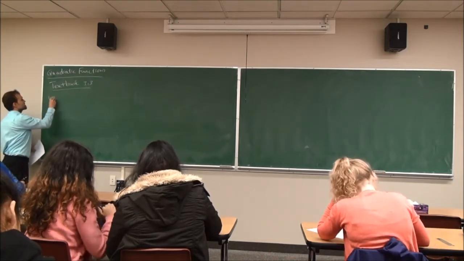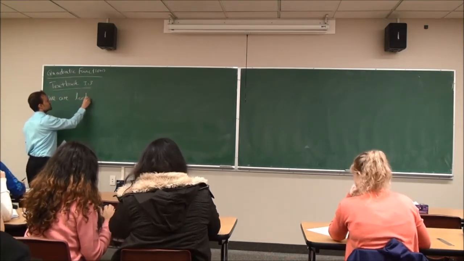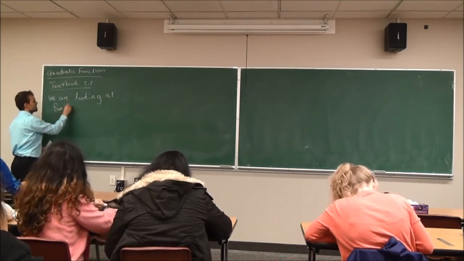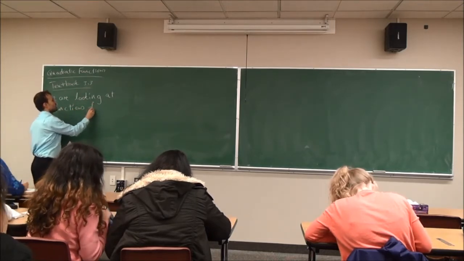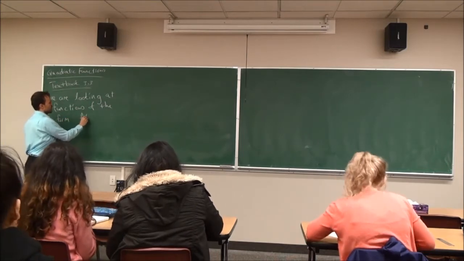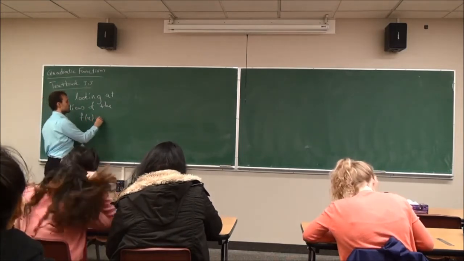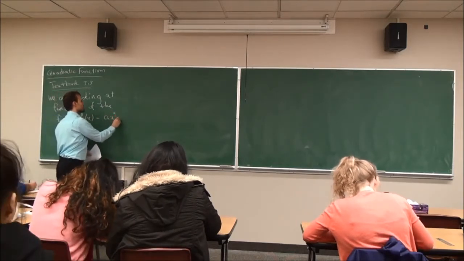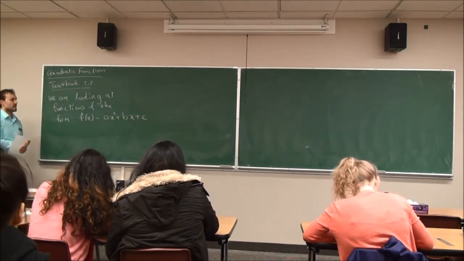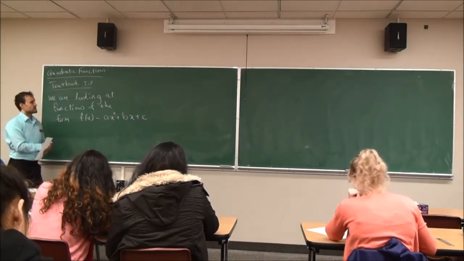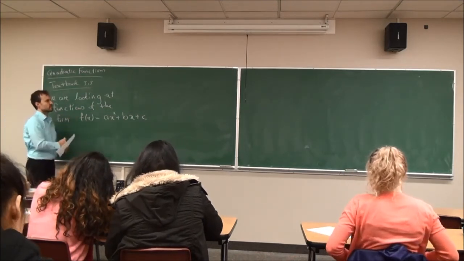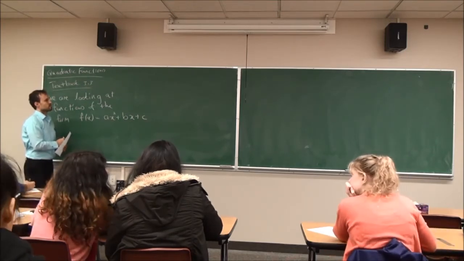So we're looking at functions of the form f of x equals a times x squared plus b times x plus c. That's what I want to look at. And it's not unfamiliar. I'm sure we've seen quadratic functions before, but it's worth remembering that not everything is a linear function. Not everything is a straight line.